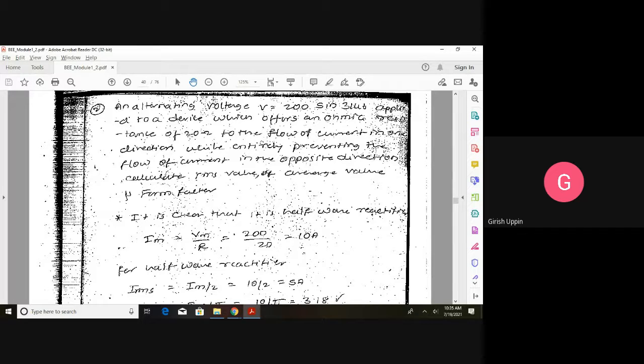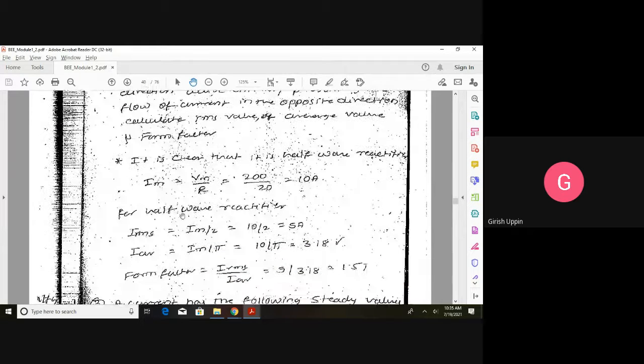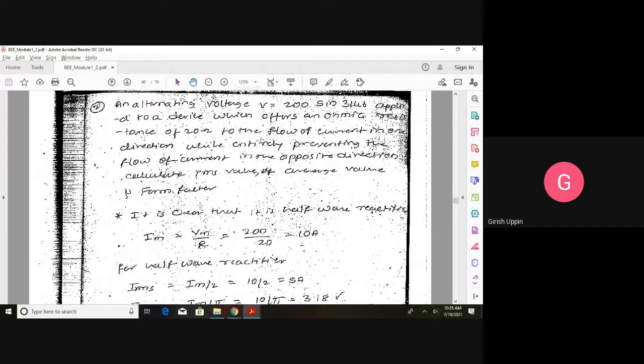We have derived the half wave rectifier, so those formulas are directly used. So Im is equal to what? Same Ohm's law: V is equal to IR, I is equal to V by R. Similarly, Im is equal to Vm by R. Vm is 200 divided by resistance 20. So 10 ampere is the peak value.